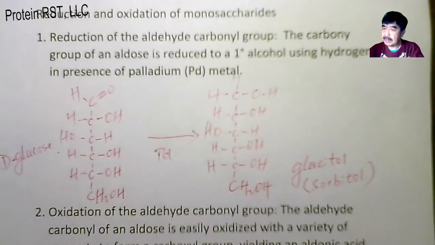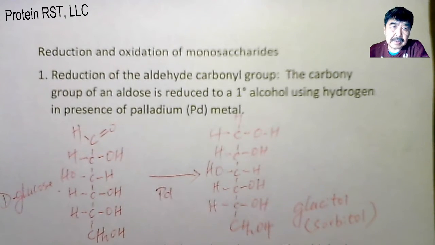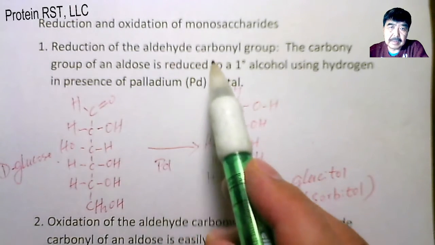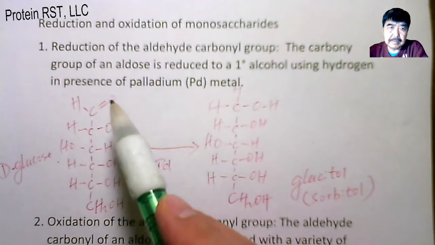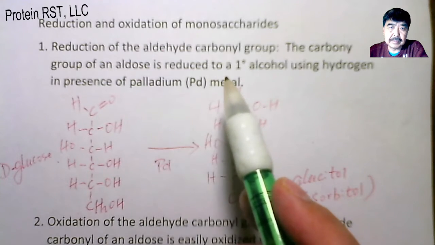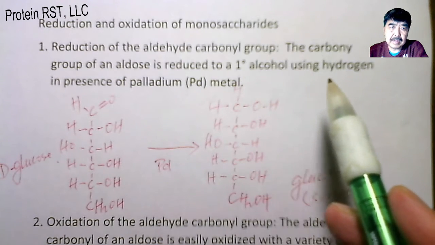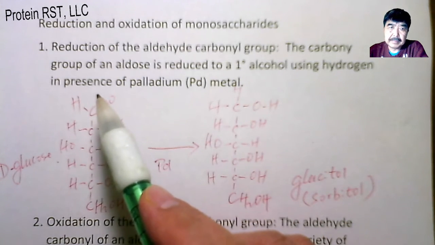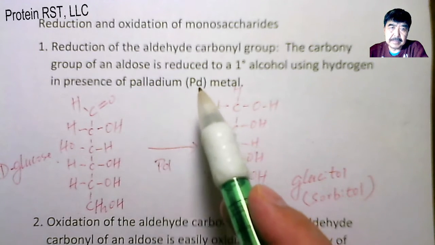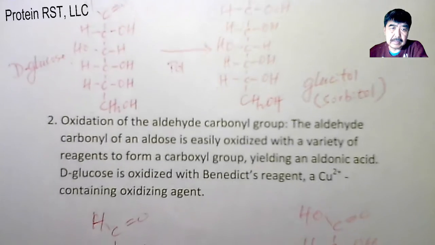Lastly, let's take a look at the chemical reactions of monosaccharides, the reduction and the oxidation. The first one, reduction of the aldehyde carbonyl group. This carbonyl can be reduced. It becomes a hydroxy group. The carbonyl group of aldoses is reduced to a primary alcohol using hydrogen in the presence of a metal, palladium, Pd.